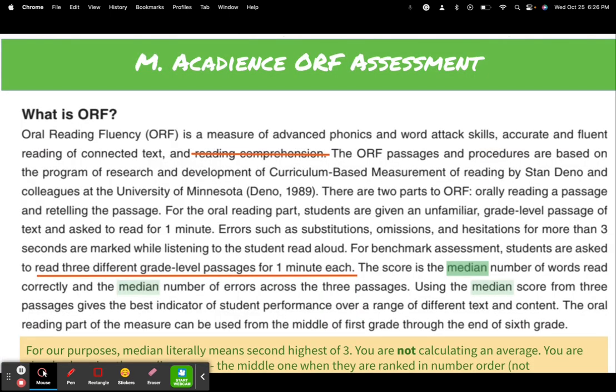Okay, so a couple of things here. I'm not going to read all this to you. I've just crossed through reading comprehension because we're not assessing that piece. Arguably, this assessment sort of addresses phonics and word attack skills and accurate and fluent reading of connected text. Really, it's not the most clear way to get at those phonics issues. Your core phonics is going to be more informative about that.